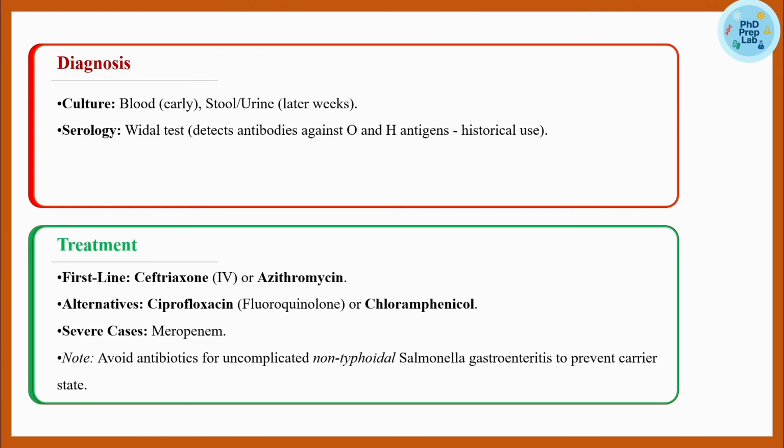Some drugs that are mentioned: the first line of treatment could be azithromycin or ceftriaxone. The alternative treatments are also mentioned, like ciprofloxacin. Then in severe cases, meropenem is given. And this is how your typhoid gets treated over time.